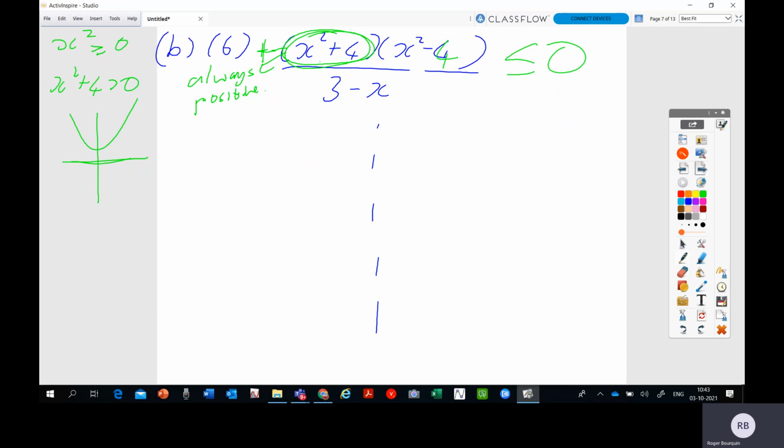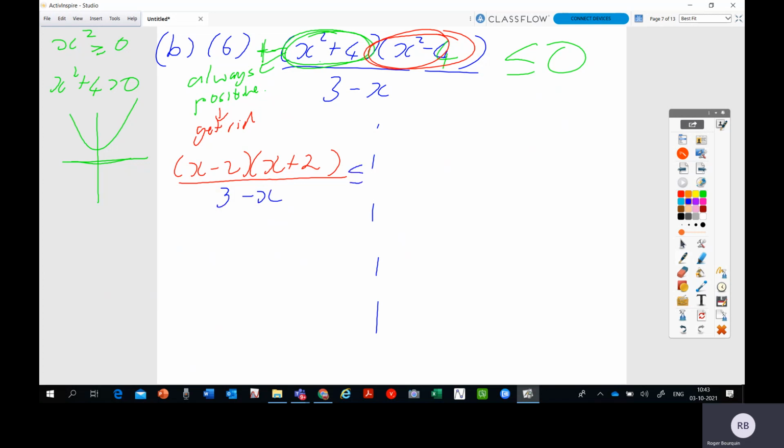So I'm going to rewrite this question. Get rid of the x squared plus 4, because it's always positive, I can get rid of it. x squared minus 4, this thing over here, I'm going to rewrite as x minus 2, x plus 2. And we're just going to leave it as 3 minus x at the bottom. You could divide out if you wanted to, but you don't have to. And I want to know whether that's less than or equal to 0.